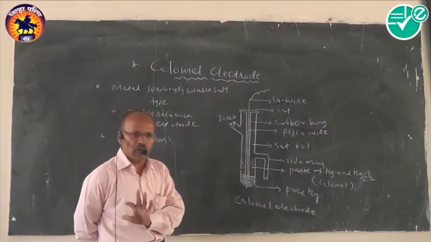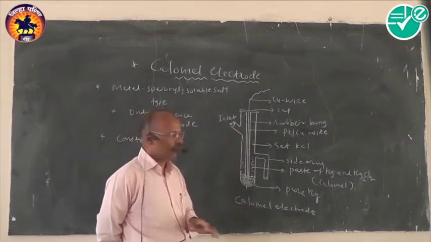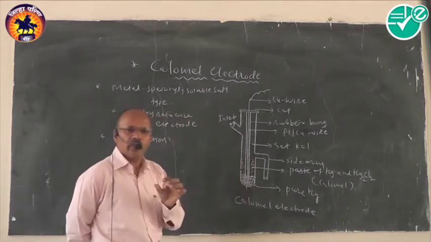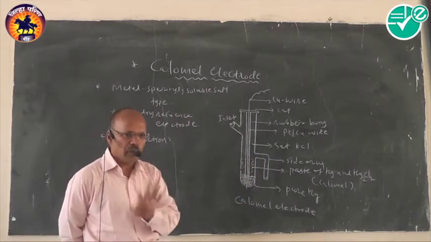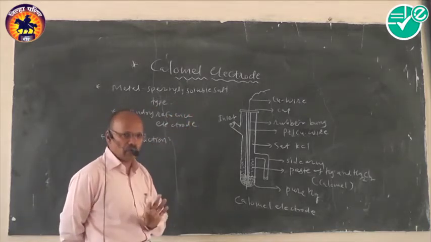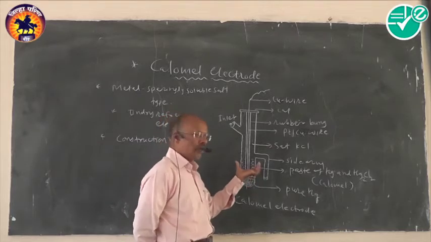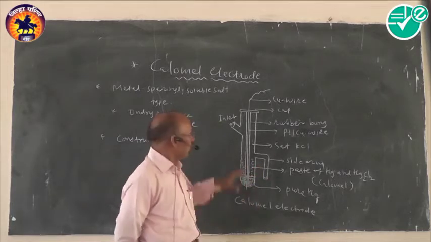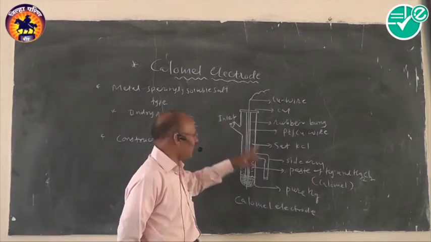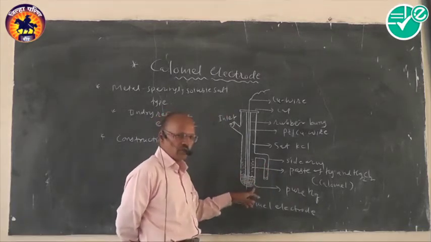So what is the construction? Once again, what is this Calomel electrode? This is a kind of secondary reference electrode. This particular electrode is of the metal sparingly soluble salt type. In this case, how should it be constructed? Very simple. It consists of a glass tube having an inlet at the top and a side arm slightly above the middle portion of this glass tube.